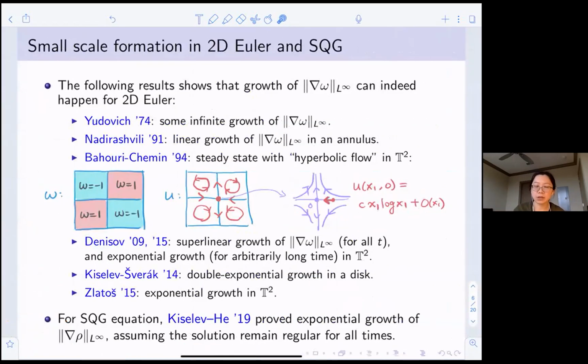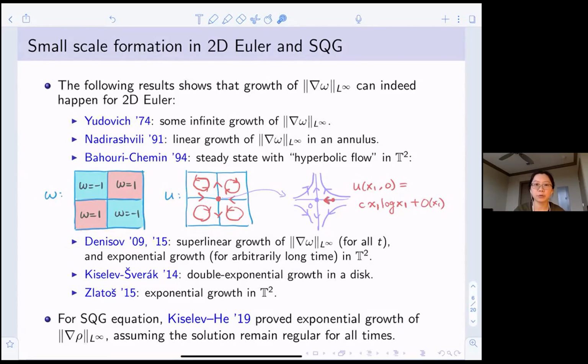So there have been no small scale formation results for the incompressible porous media equation before. However, for some other active scalar equations, such as 2D Euler and SQG, there have been such results. And let me first give you a quick review of these.